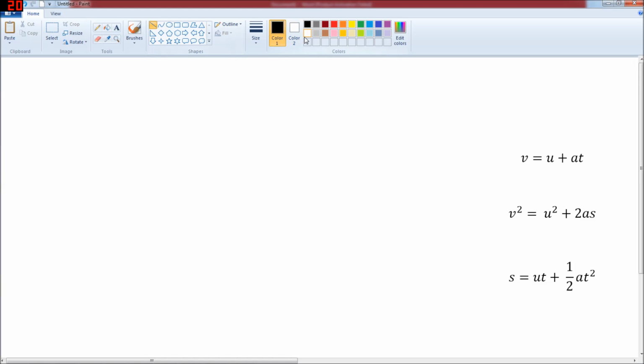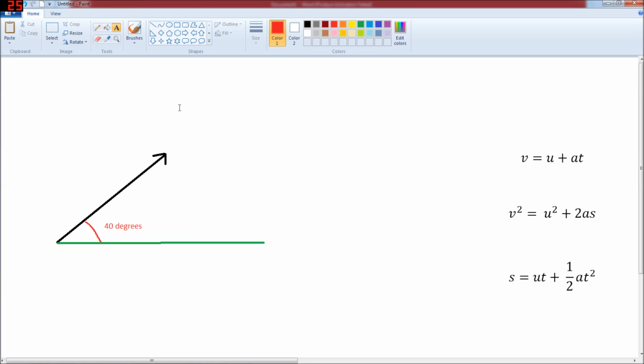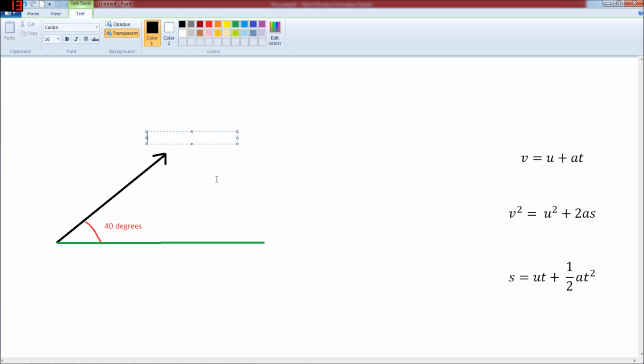So let me throw some information down on this page. If I throw a tennis ball up at an angle of 40 degrees, when we measure our angle, we pretty much always say it relative to the ground. So if I say that the angle is 40 degrees, then I'm saying that this angle here is 40 degrees. What I also need to specify is the velocity with which this tennis ball was launched, and I might say that's 20 meters per second.